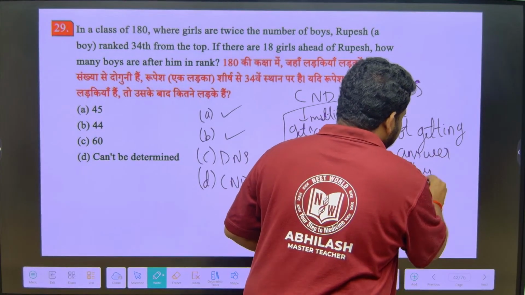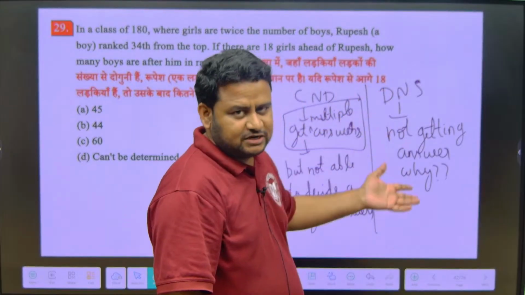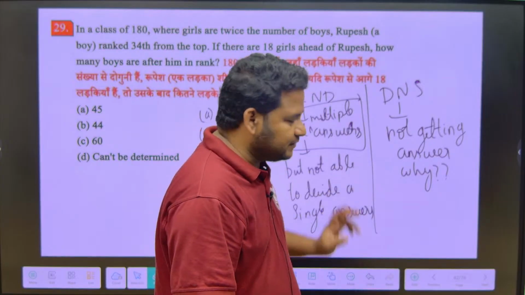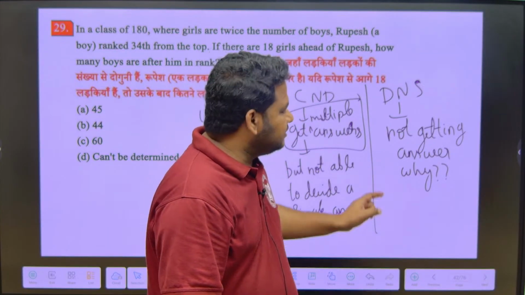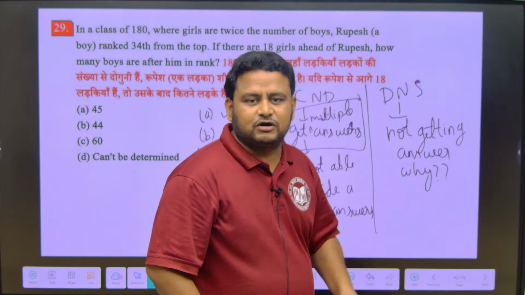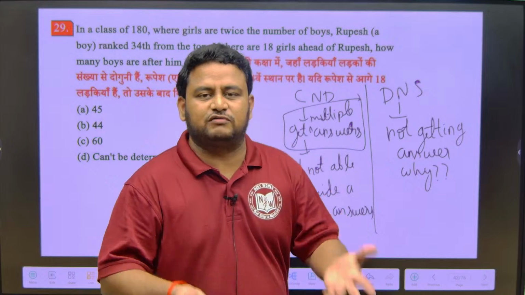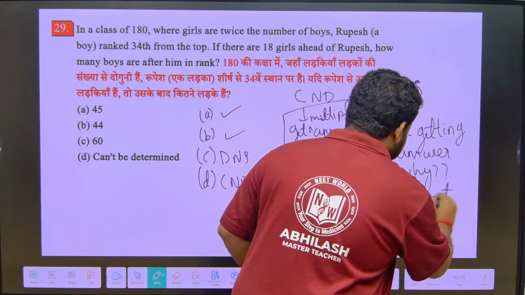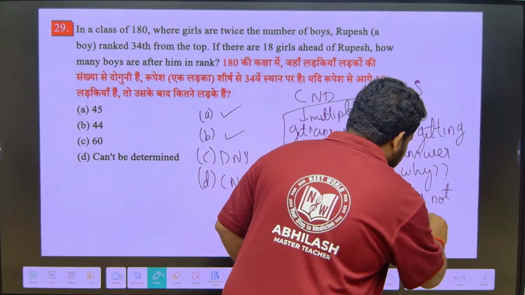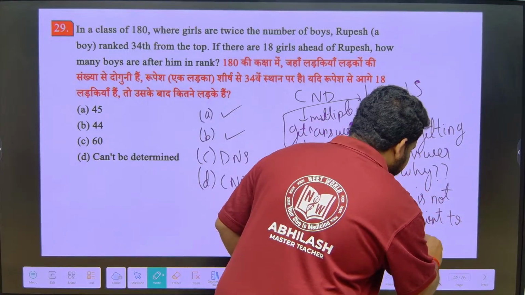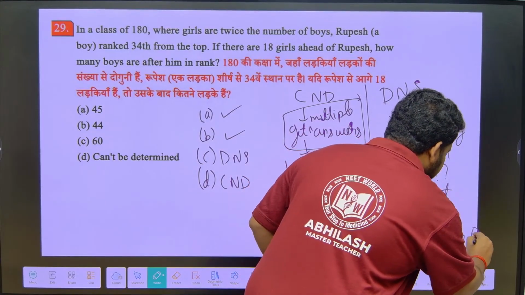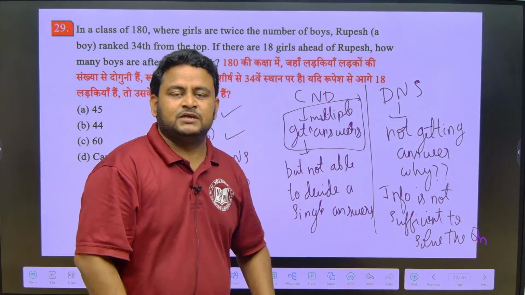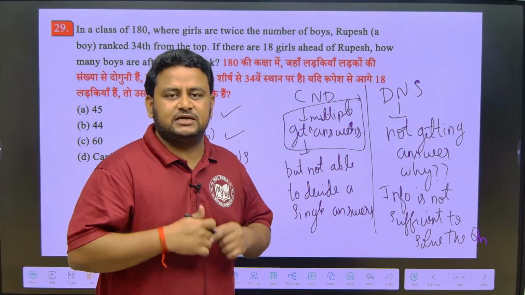But why you are not getting the answer? Because data means it is nothing but information. Data and information are different if you are computer science students, but generally data is nothing but information, I can say. You are not getting the answer. Why? Because the information given in the question is not enough to solve the question. Information is not sufficient to solve the question. Information that is given in the question is not sufficient to solve the question.